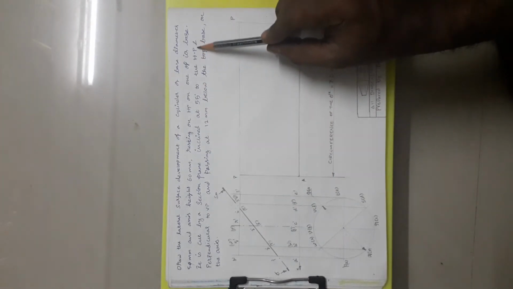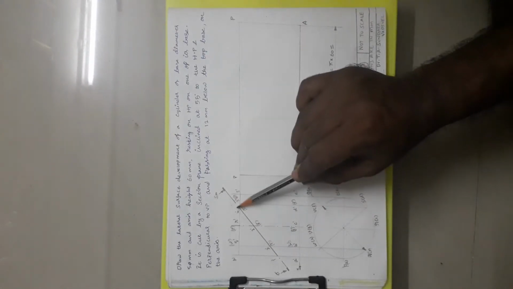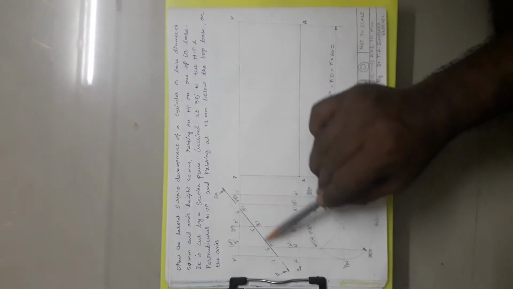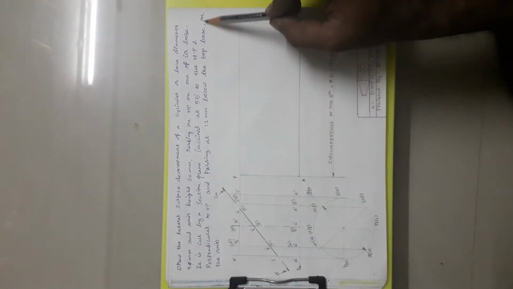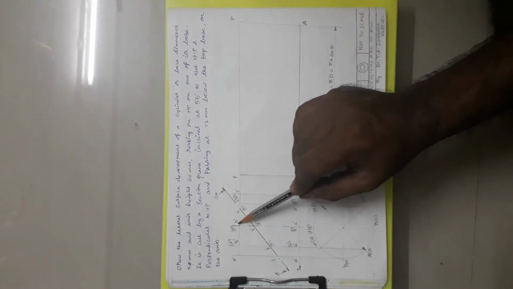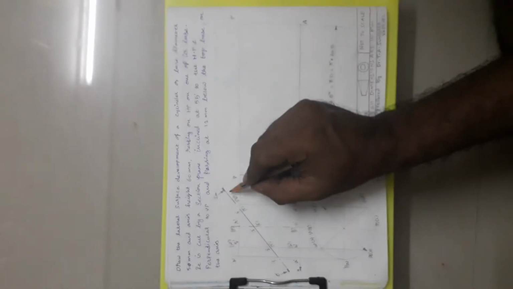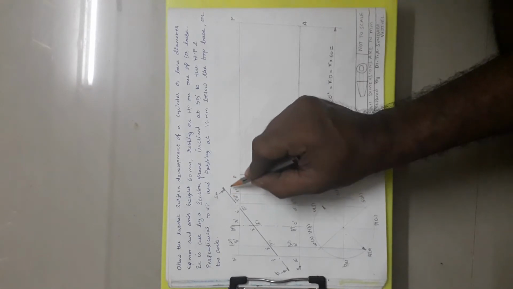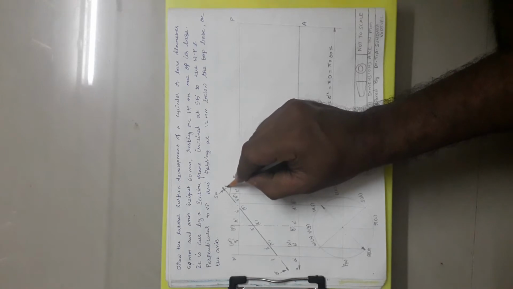Cutting plane is inclined to HP, so we will get the vertical trace. That is, in the front view, we will get the cutting plane passing at 12 mm below the top base on the axis. So this height is 12 mm and it is at an angle of 55 degrees. It is given. Sorry, this angle is 55 degrees.